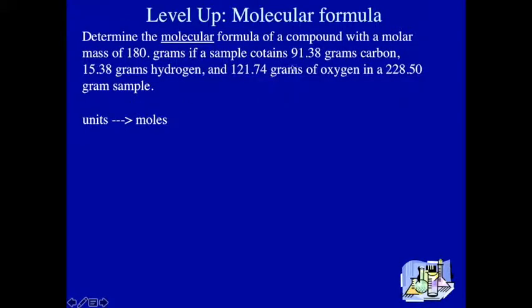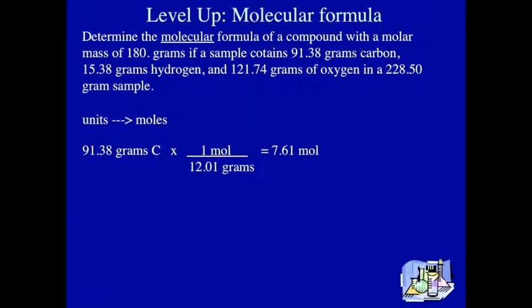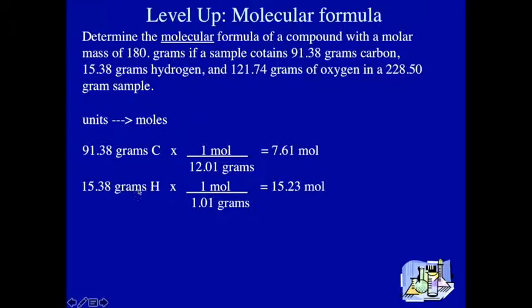But what I can focus on are my carbon, hydrogen, and oxygen, and change each of them from grams to moles. So in that particular calculation, same thing. Grams of carbon, gram molar mass of carbon, I get 7.61 moles of carbon. I get 15.23 moles of hydrogen. Again, in this case, 15.3 grams of hydrogen times 1 mole over 1.01 grams. That's the gram molar mass for hydrogen. And therefore, I get 15.23. And the last one is 121.74 grams of oxygen divided by the gram molar mass of oxygen.